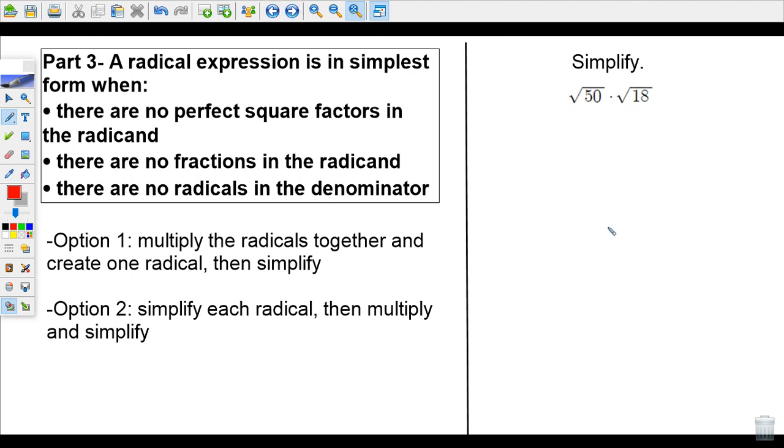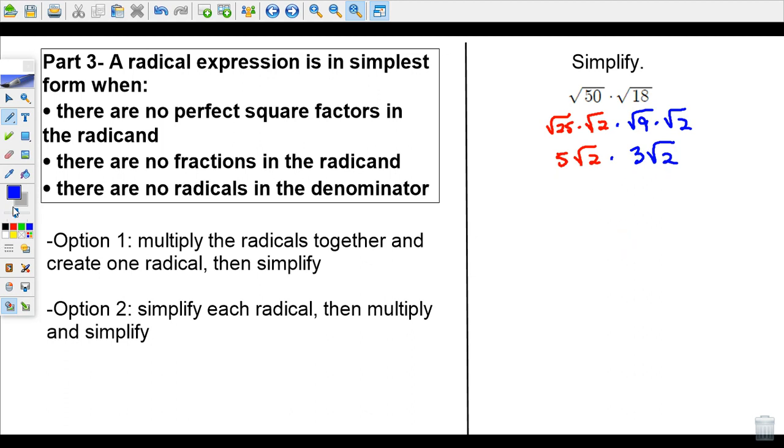Here's another one. This one is a good one to look at option 2. So option 2 says simplify each one, then multiply them together and simplify any more. So radical 50, if I work on simplifying that, I could break that up into radical 25 times radical 2. For square root of 18, let me use a different color. I could do 9 times 2, so radical 9 times radical 2. And then simplify each one. So radical 25, that would give me 5 radical 2, so that's what square root of 50 would simplify to. Multiplied by square root of 9 is 3 times radical 2, and then I could multiply them together.